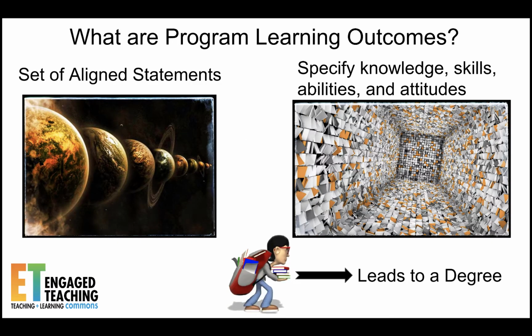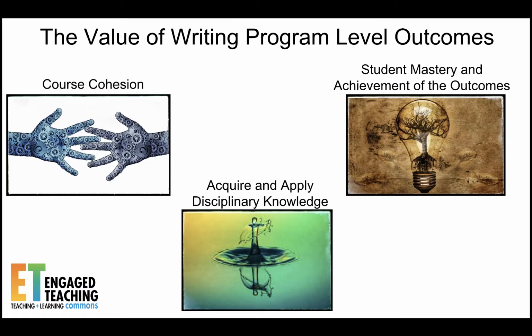Firstly, let's look at what program learning outcomes are. Program learning outcomes are a set of statements that specify the fundamental disciplinary knowledge, skills, abilities, and attitudes that students will develop over the course of their studies, which lead to their degree. Before moving on to writing program learning outcomes, let us briefly touch on their importance.